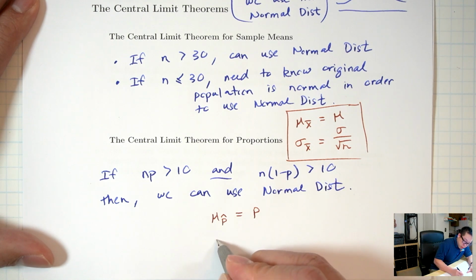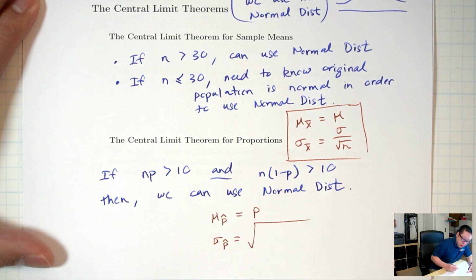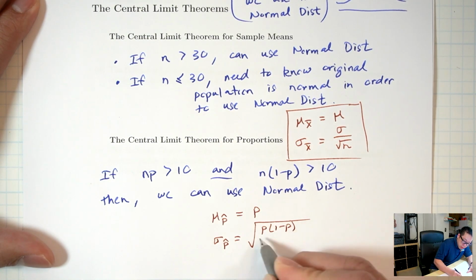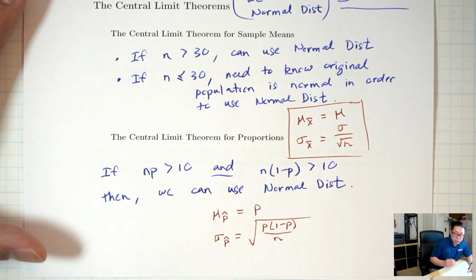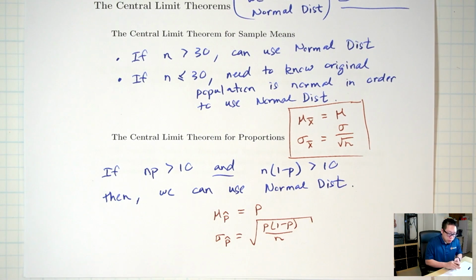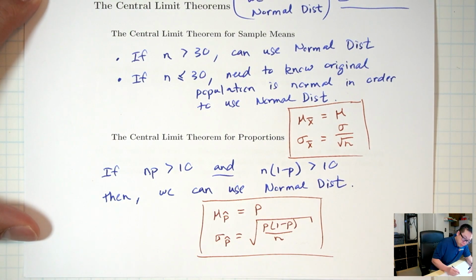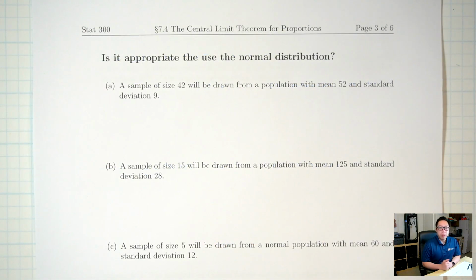And the standard deviation we should use is the big square root of p times 1 minus p, over n. Make sure that entire fraction is inside of that square root. Let's now go through some scenarios and decide whether or not we're allowed to use the normal distribution.